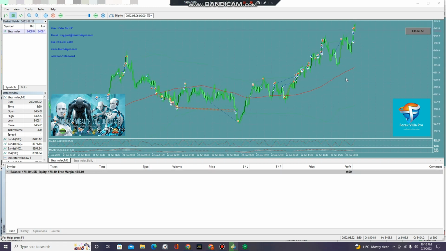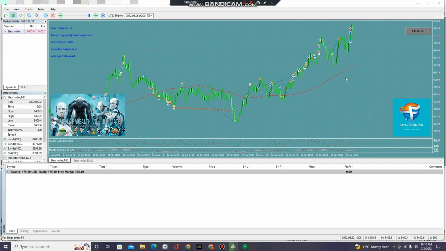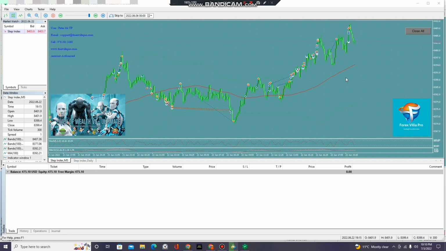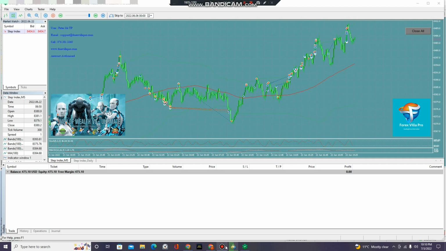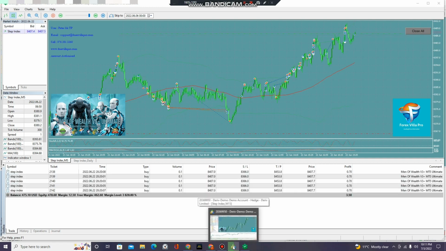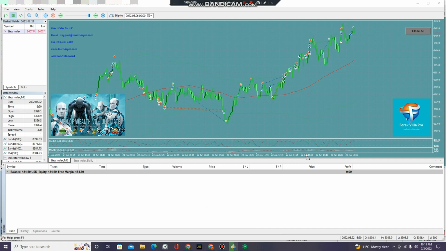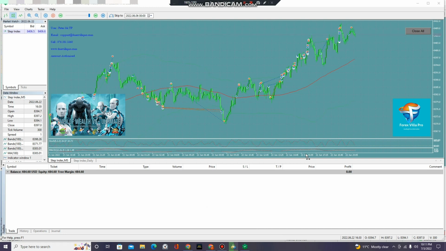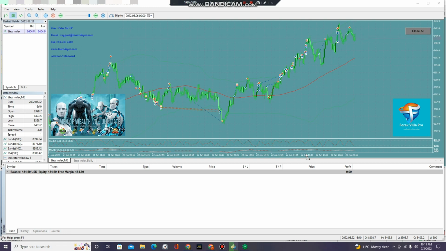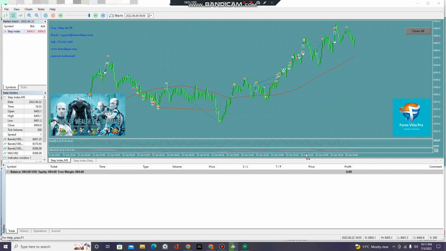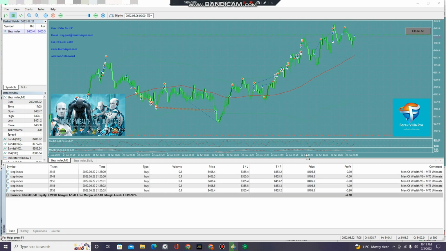Let's touch 500 USD, guys. 473. Let's go! I want to check the linear graph right there. I want to check the linear graph after that. Here it is. Still going, guys. It is still going, man. Another buy.